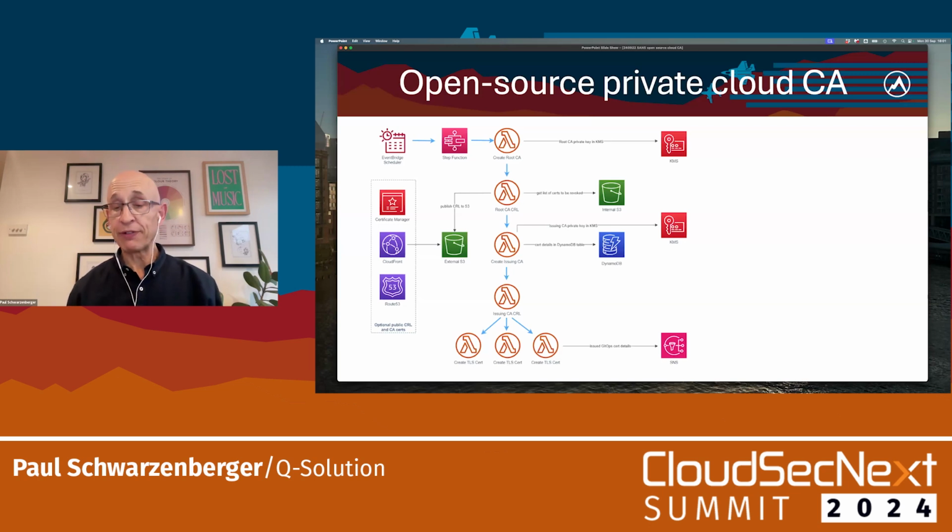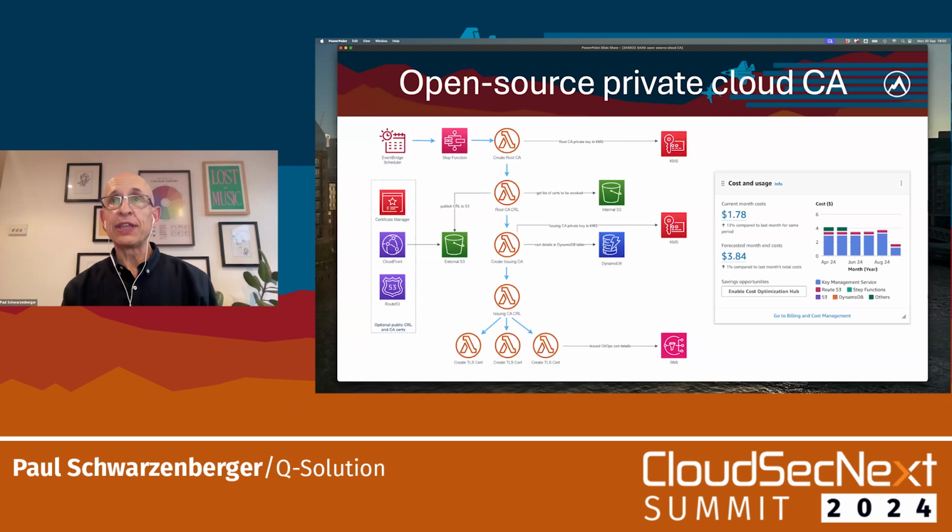The private keys of the certificate authorities themselves are held within AWS Key Management Service, KMS. We publish details of the certificates to a DynamoDB table. And finally, we issue details of certain categories of certificates to Simple Notification Service, SNS, so that they can be picked up by EventBridge or Simple Email Service for other management tasks.